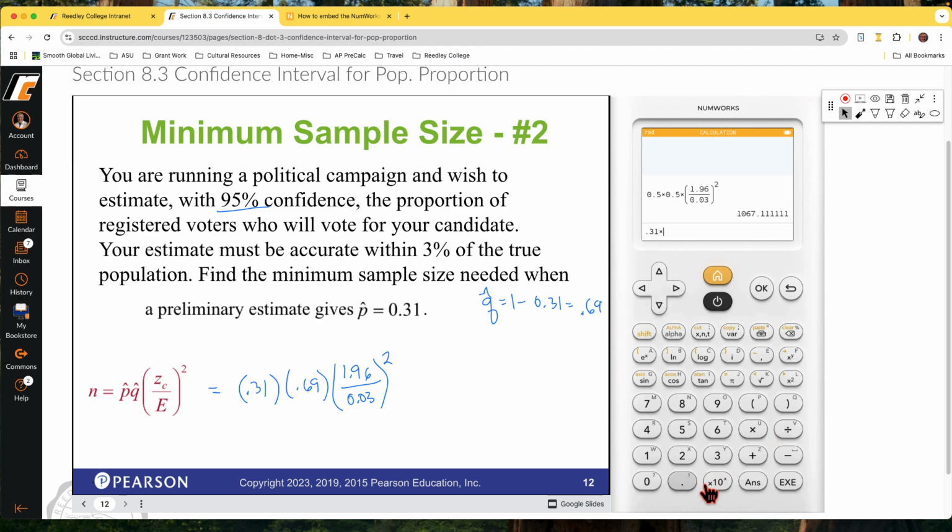0.31 times 0.69 times parentheses 1.96 divided by 0.03, squared. Oops, it's the wrong place to put the squared. Arrow over, pay attention. Let's square it. And then we see we now only need 900. Now see, even if it's a 0.02, it's 914 is what we want to report this as. Always go up to the next highest number, 914 sample size. So that would be n.